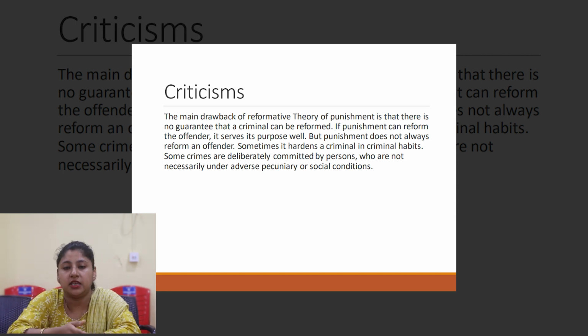We can educate him, we can try to reform him, but we cannot always guarantee that after serving his sentence, he will be a normal human being. In cases of serial killers, or in some cases of rape, we cannot guarantee that by coming out of the prison, he will not commit such crimes. So the major drawback of the reformative theory of punishment is that there is no guarantee that a criminal can be reformed.